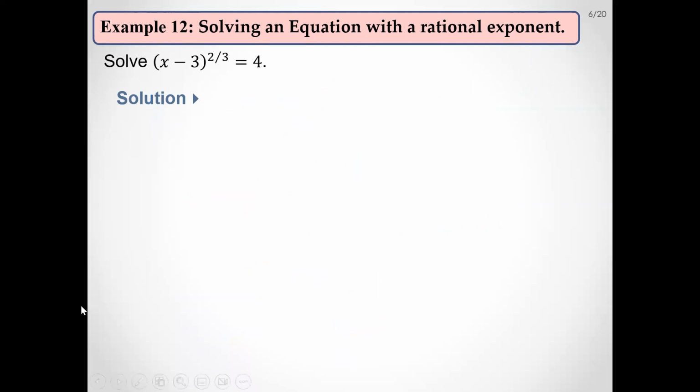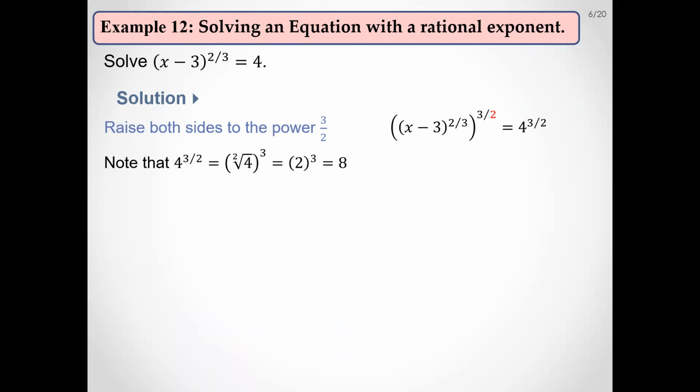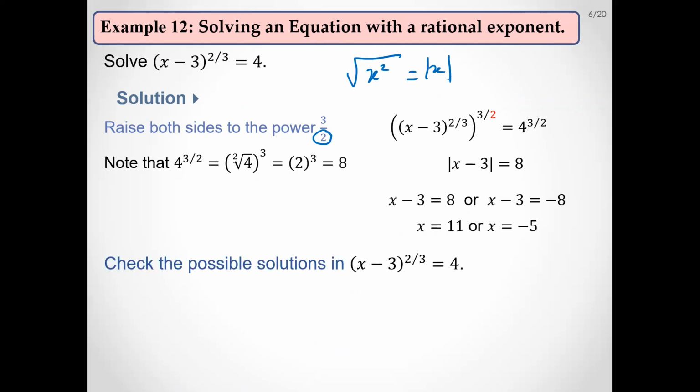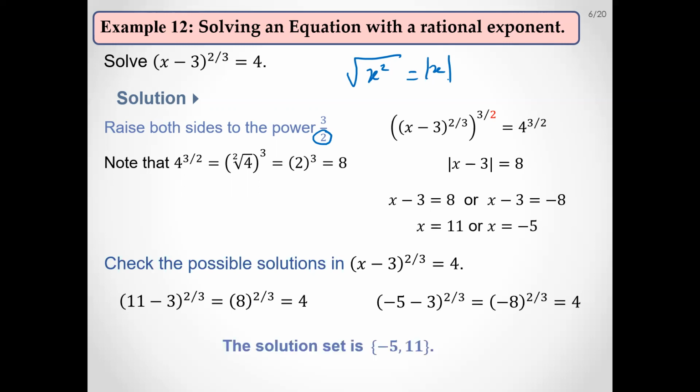Let's repeat it again. So raise both sides to 3 over 2. Calculate 4 to the power 3 over 2. And be careful here. The denominator is even. So we don't forget the absolute value. The root of a square, this is the root of a square, meaning the root of x squared, gives absolute value. This is the idea. So I obtain two solutions, and by checking they are fine. So these are our solutions.